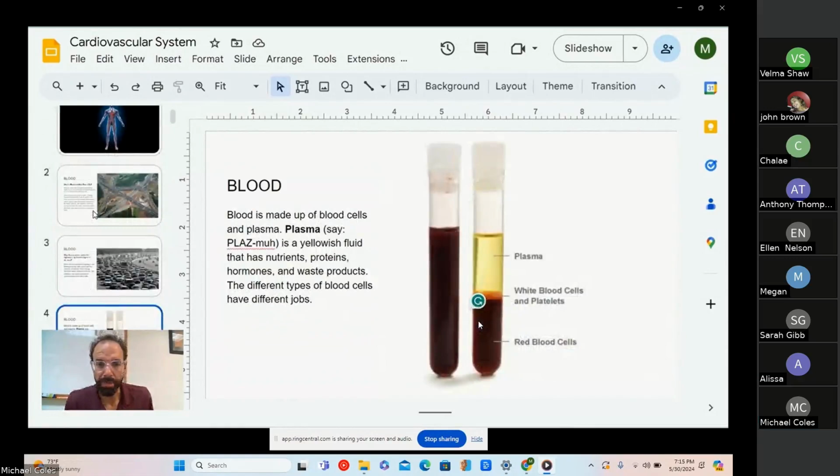Our blood is made up of plasma, white blood cells, platelets, and red blood cells. So if we take a sample of blood, put it through the centrifuge and spin it, it's going to separate this plasma, which is that yellowish fluid that has our nutrients, proteins, hormones, and waste products. Of course, we have our white blood cells, which are our Luke Skywalkers, the leukocytes that are going to fight the bad guys, platelets that are going to patch up any wounds, and the red blood cells that are going to transport oxygen to our cells.